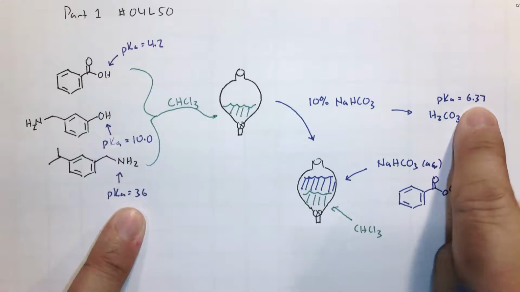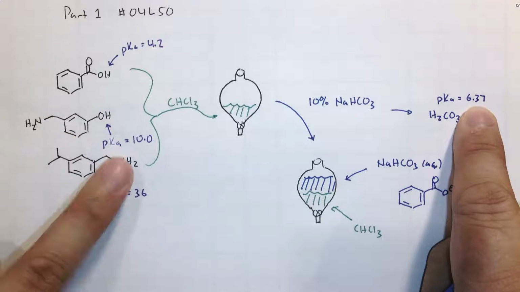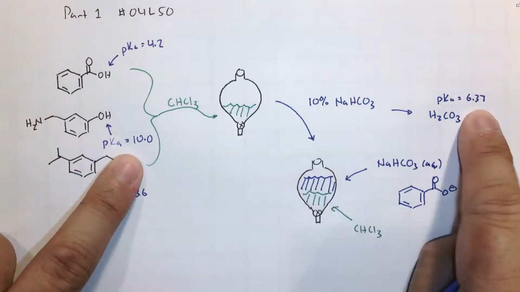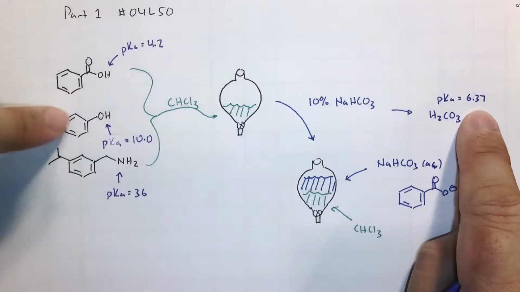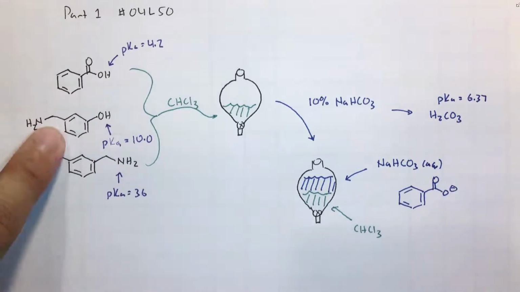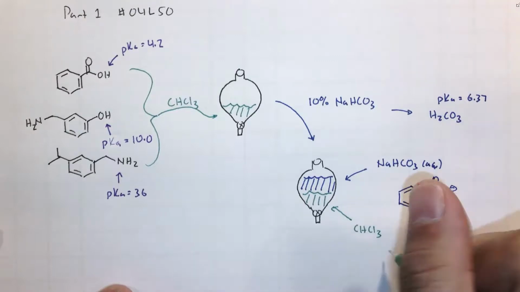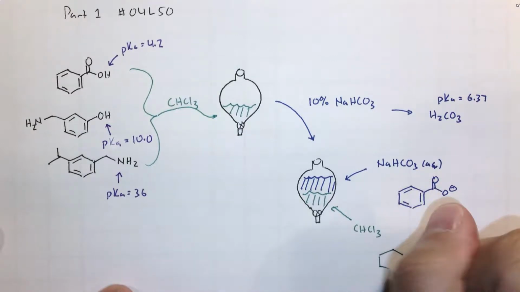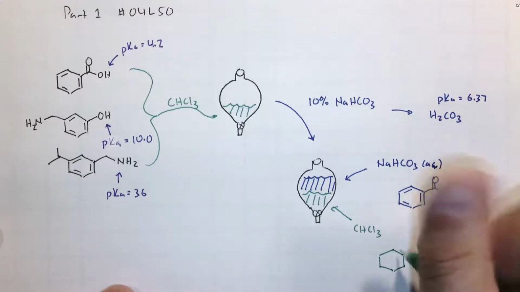It's weaker than 6.37. But look at this molecule right here, 10 and 6.37. Which one is the weaker acid? This is the weaker acid. So this stays neutral. And that's the beauty of this first extraction, is that we only get one molecule into the aqueous phase because it's the only one that is charged.